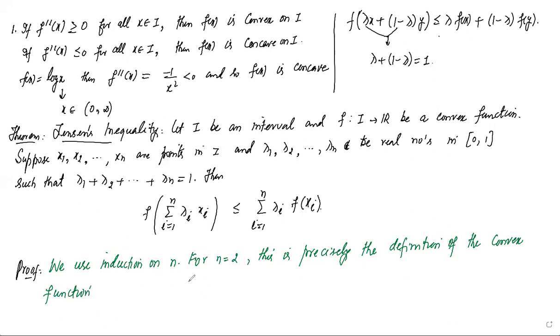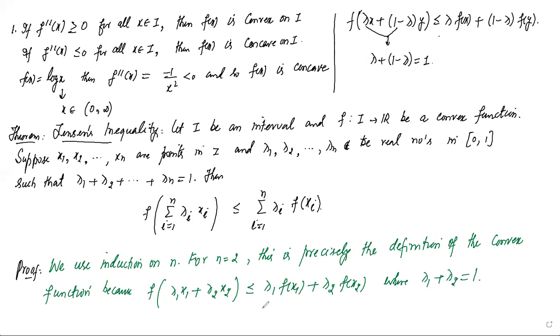Because in this case, when we have only two real numbers, f of lambda 1 x1 plus lambda 2 x2 is less than or equal to lambda 1 f of x1 plus lambda 2 f of x2, where lambda 1 plus lambda 2 is equal to 1. This will be true because f is a convex function, so it will always satisfy this kind of inequality. Therefore, the result is true for n equal to 2. So we suppose the inequality is true.